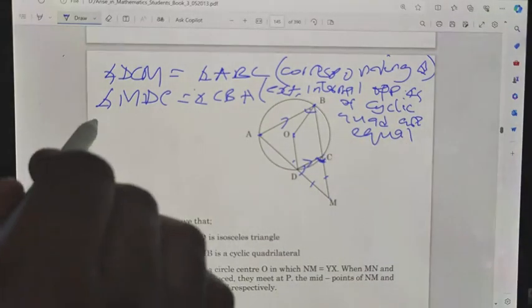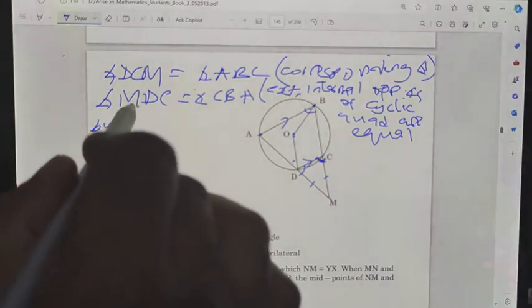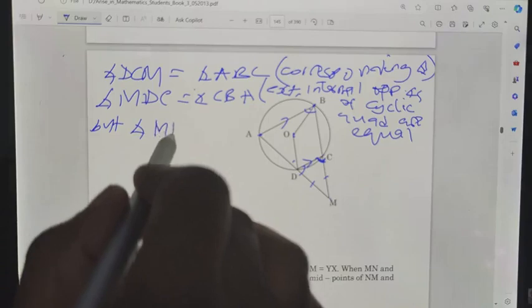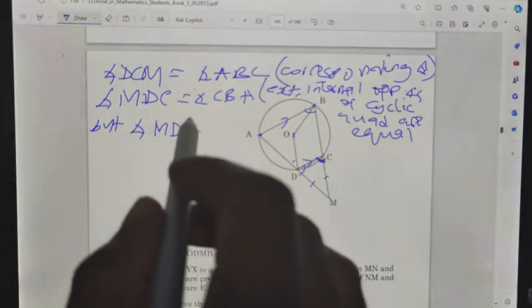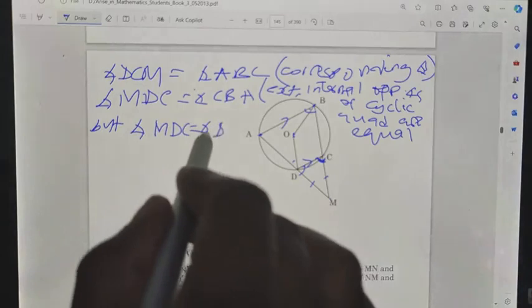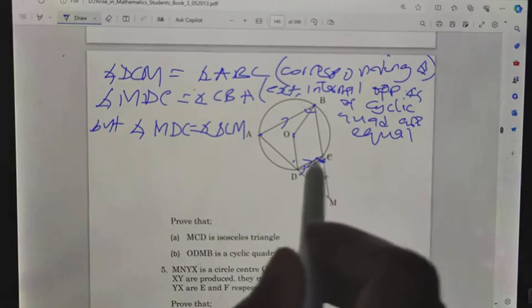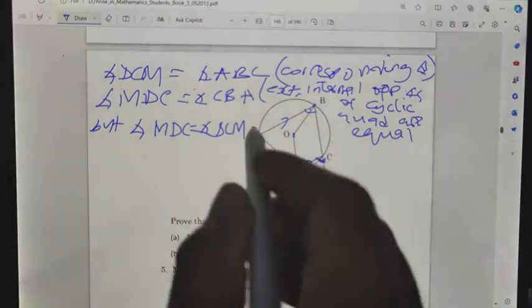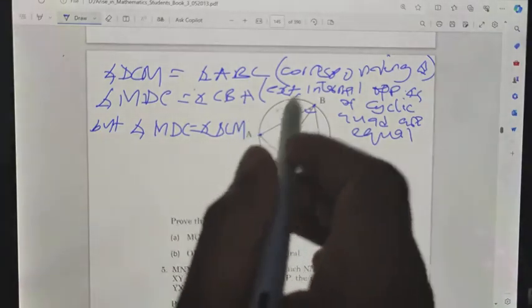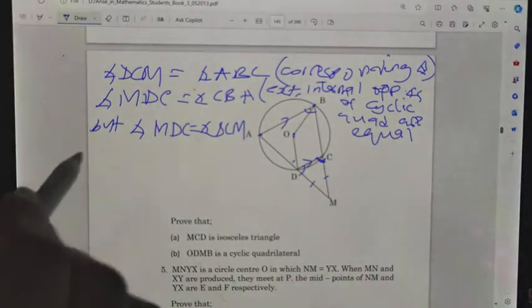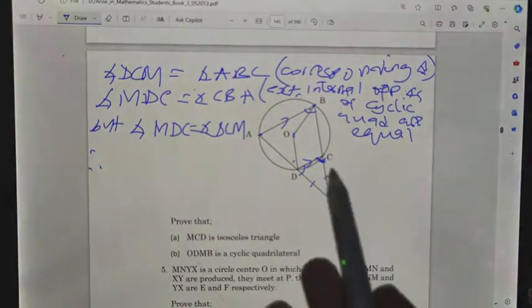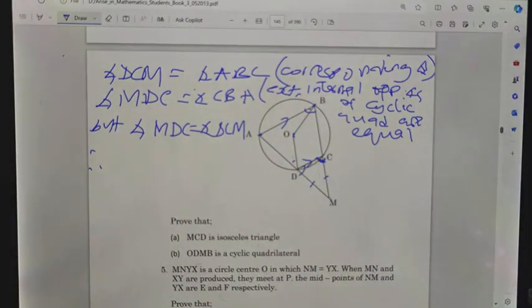So we can say that angle MDC is equal to angle DCM. DCM and MDC, those angles are base angles of an isosceles triangle. This is already shown. We have shown that one. Therefore, since those angles are equal, it shows that that is an isosceles triangle, since base angles of an isosceles triangle are always equal. So that's that.